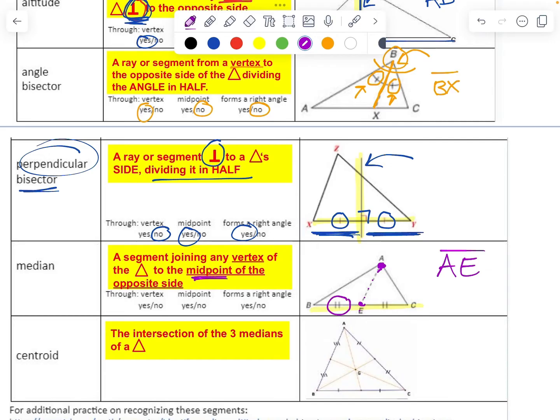And we can see those markings. We have two little marks on the left from B to E. That means that that side is the same as from E to C because those markings match. So this distance from B to E is the same as from E to C.